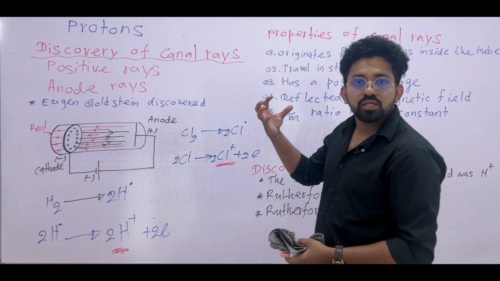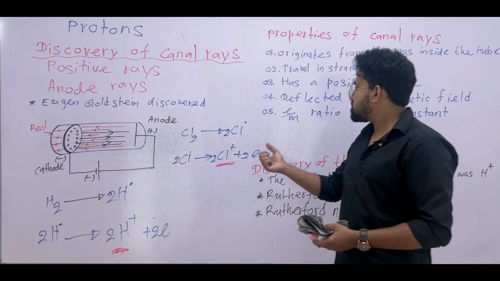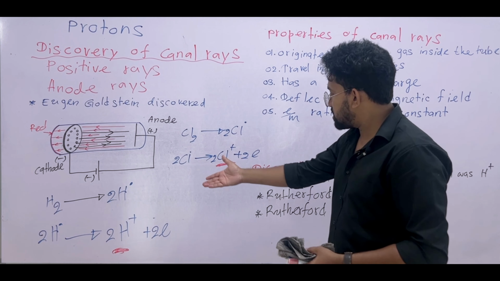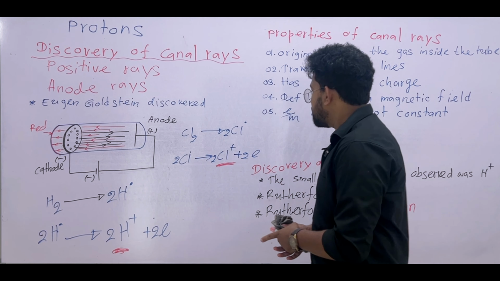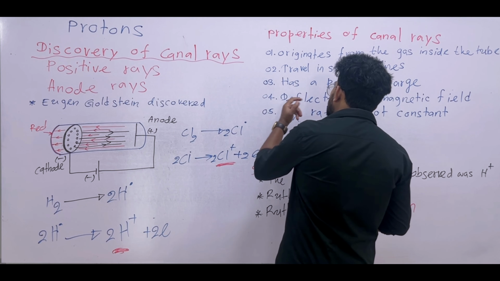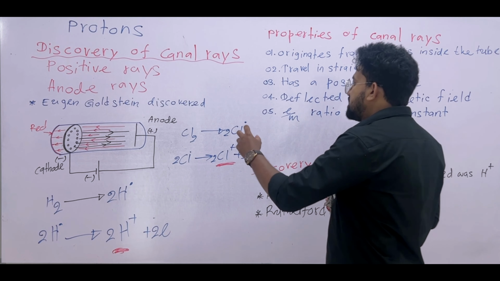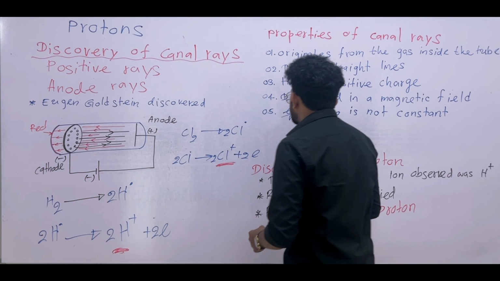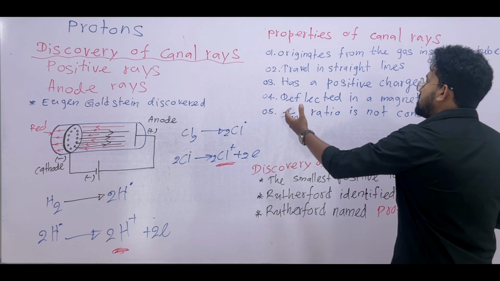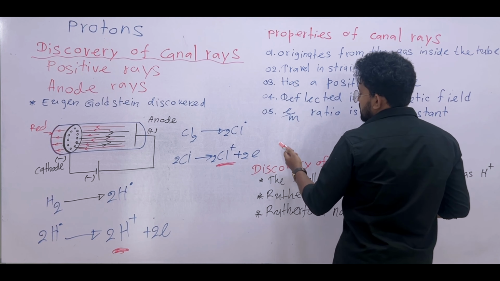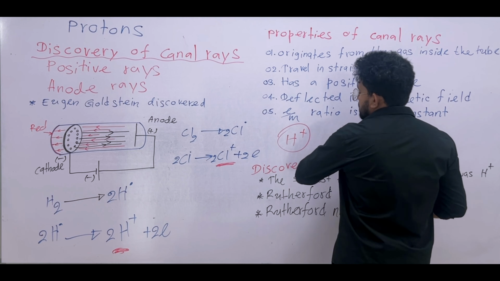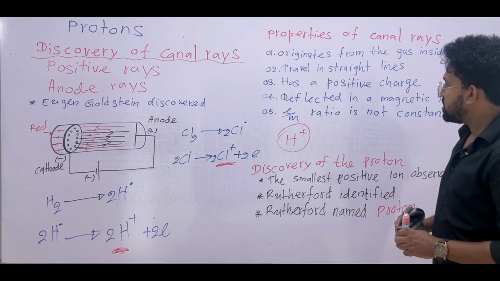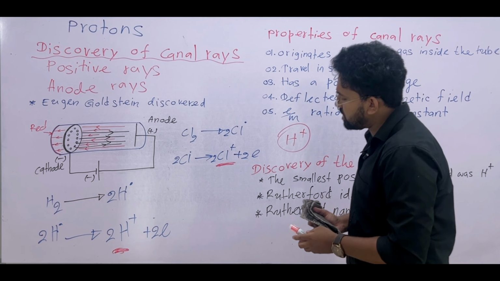The atom which has smaller mass has a higher e/m value, because e is most of the time constant. So let's consider plus one as the charge. When the mass increases, the e/m value decreases. So the lightest ion is the H+ ion, and H+ should have the highest e/m value. That is the highest e/m value.